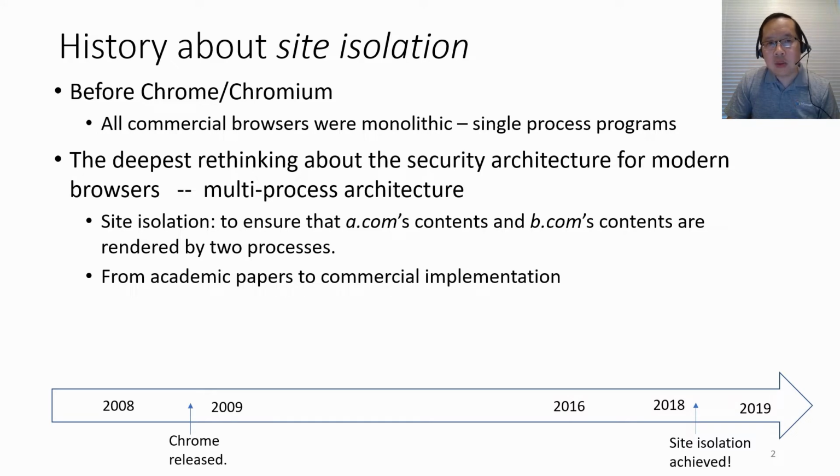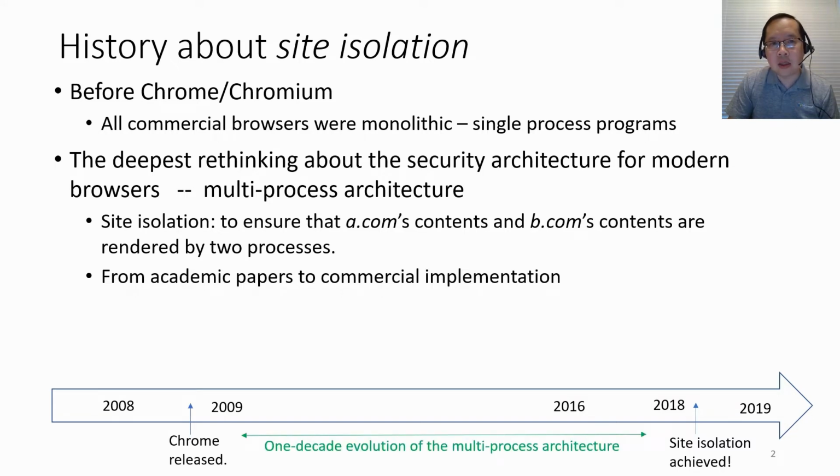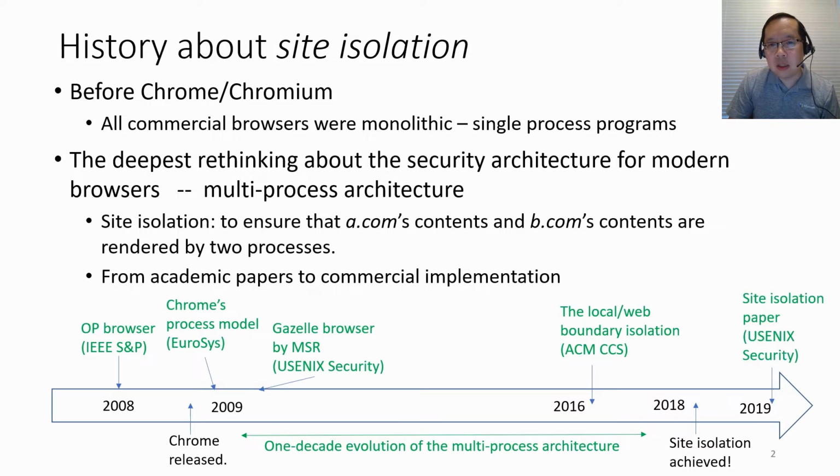Between 2008, when Chrome was released, and 2018, when site isolation was achieved, it took a whole decade for the architecture to achieve site isolation, which ensures that A.com's contents and B.com's contents are rendered by two processes. It was a long journey which also involved many academic papers. And eventually in 2019, Google published the site isolation paper in Usenix Security.